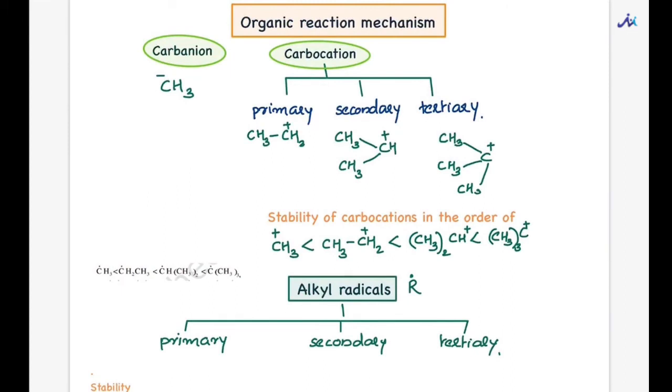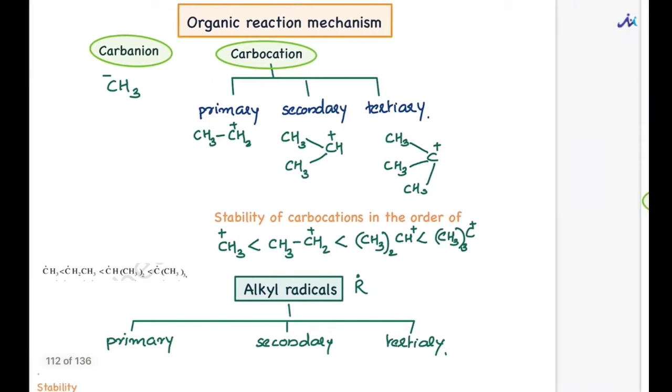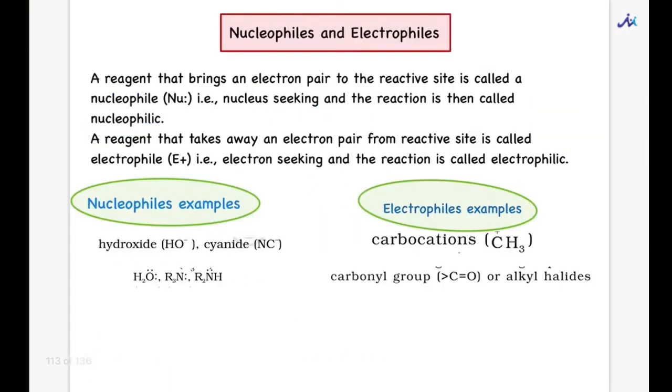Most important topic in this chapter is organic reaction mechanism. In this topic, the formation and characteristics of carbanion, carbocation, and alkyl radicals are to be studied. Also, students should be able to compare stability of primary, secondary, tertiary carbocations and alkyl radicals, and with the help of these, the reactivity of compounds is to be explained. Under the same topic, students should be able to differentiate nucleophiles and electrophiles, and examples for each of them are to be also studied.